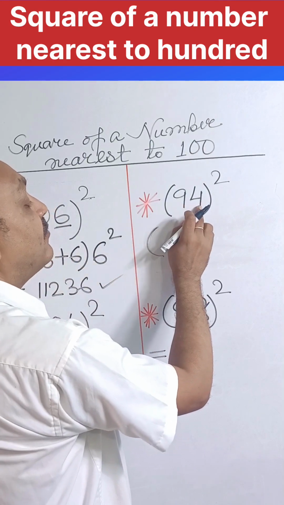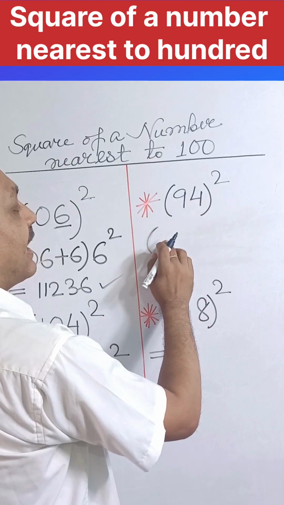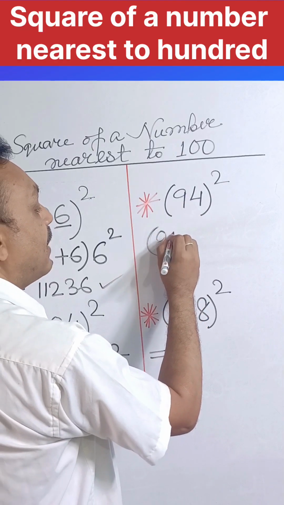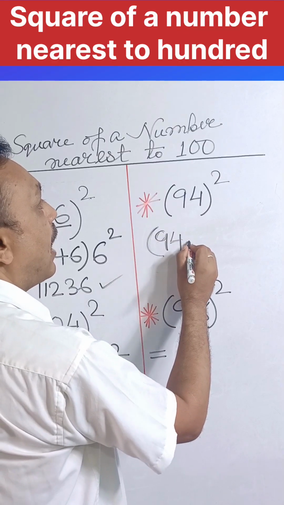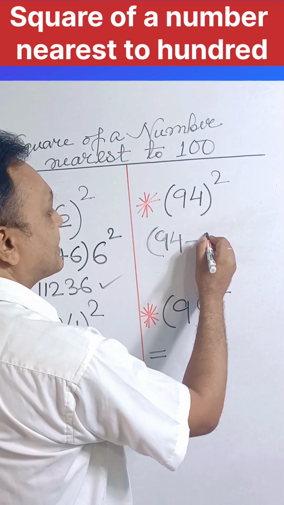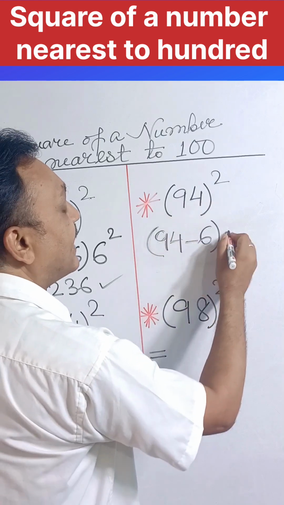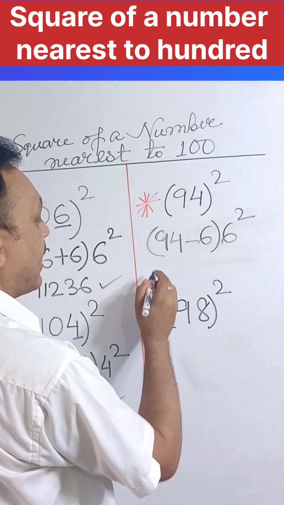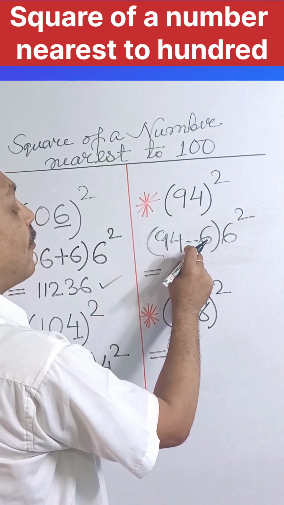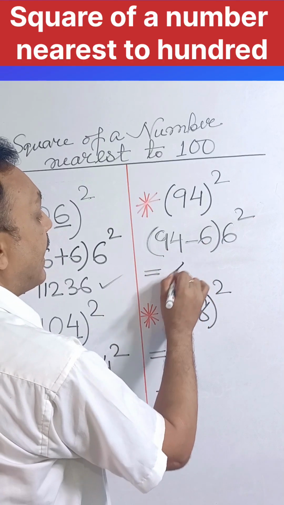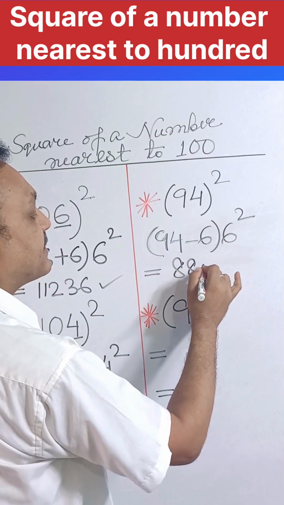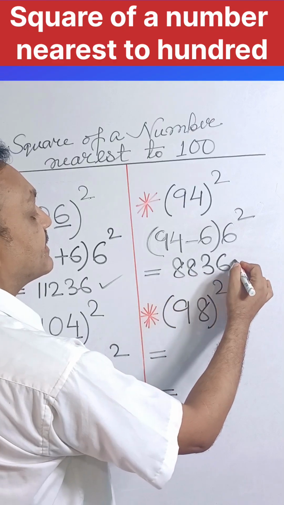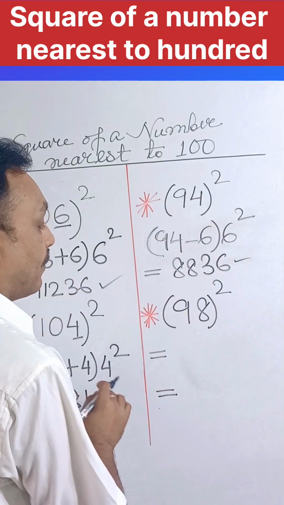Because here it is 6 more than 100, I have taken plus. But here 94 is less than 100. How much less? 6 less. So in that case we have to take minus. The number itself, 94 minus 6, because it is 6 short of 100. Then the 6 square. The number which is short, you have to take its square. Here 94 minus 6 will give you 88, and the square of 6 will give me 36. So 8836 is the square of 94.